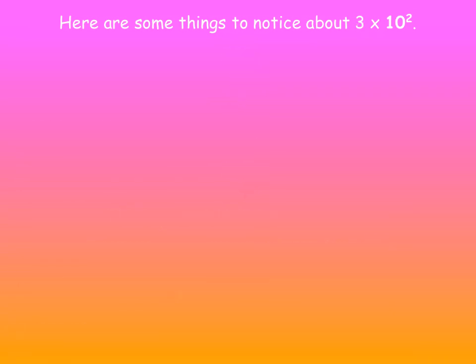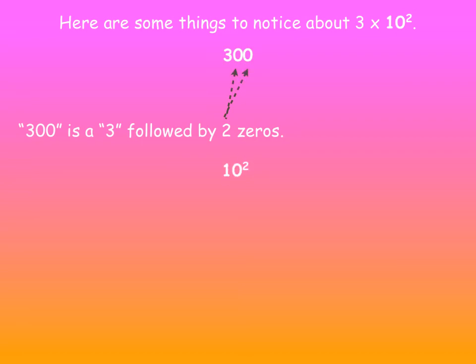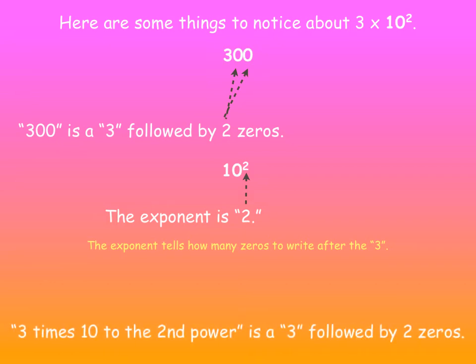Now let's look at 3 times 10 to the second power. Works the same way. 300 is a 3 followed by 2 zeros. 10 to the second power, the exponent is still 2. And the exponent tells how many zeros to write after the 3. So 3 times 10 to the second power will be a 3 followed by 2 zeros.